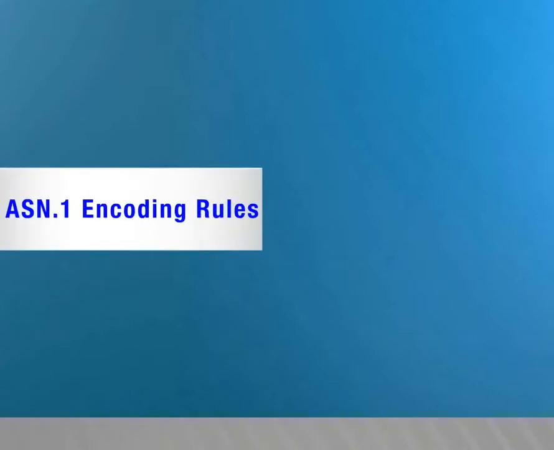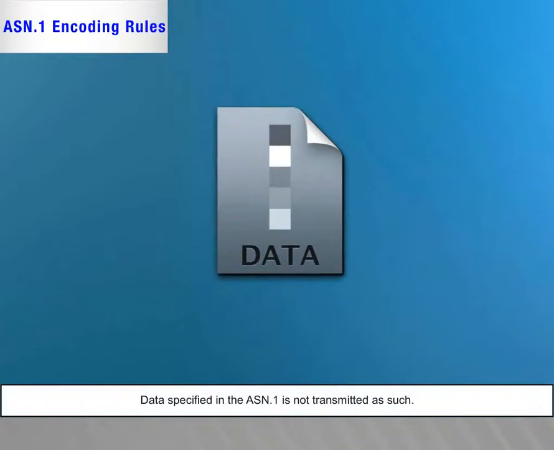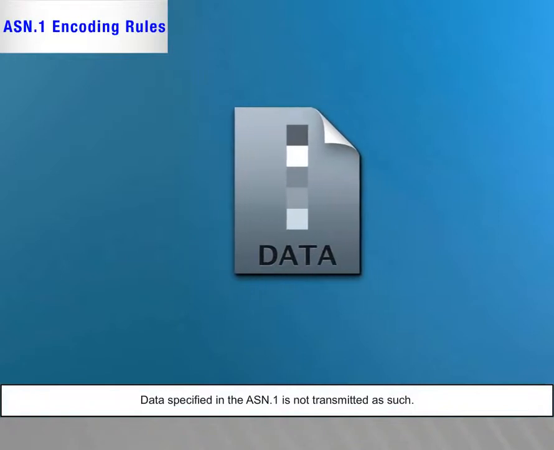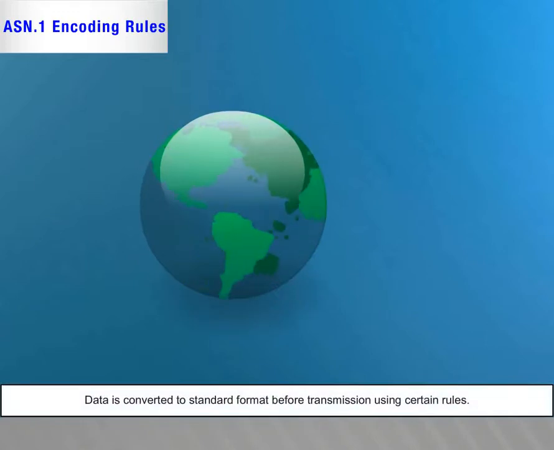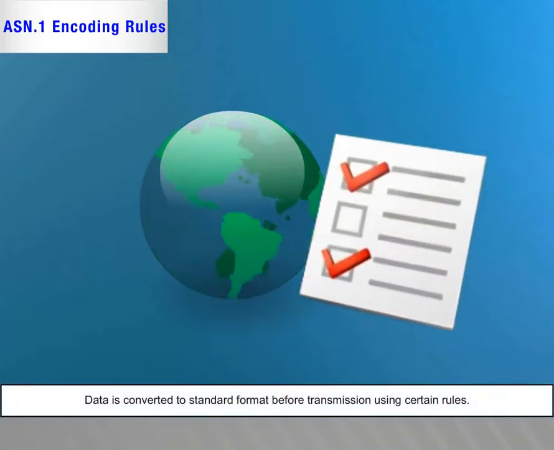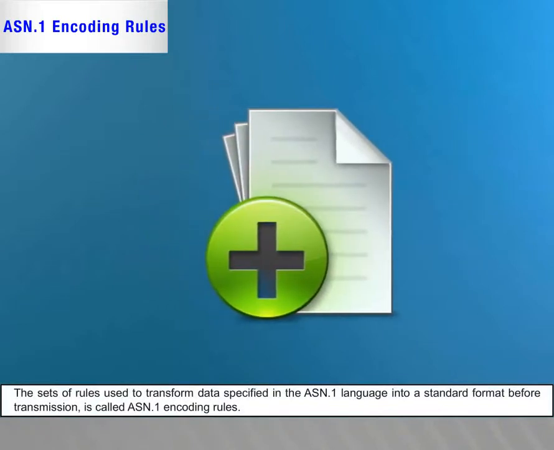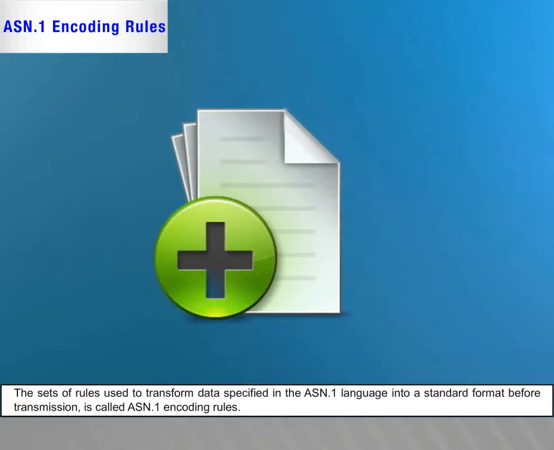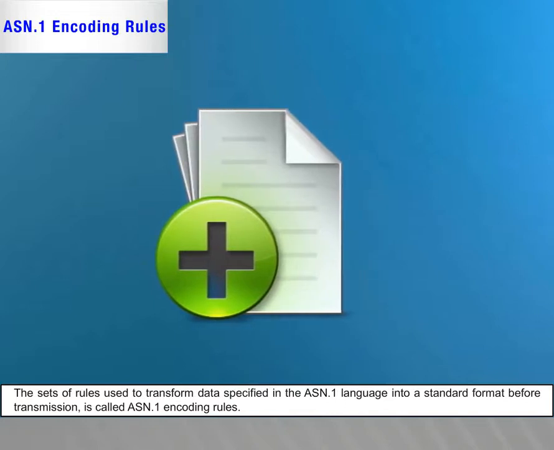ASN.1 Encoding Rules. Data specified in the ASN.1 is not transmitted as such. Data is converted to standard format before transmission using certain rules. The sets of rules used to transform data specified in the ASN.1 language into a standard format before transmission is called ASN.1 encoding rules.